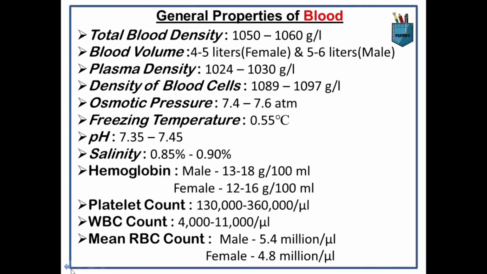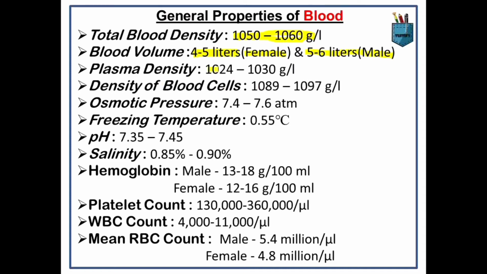Moving to the general properties of blood, we should know these properties because it helps us to check any blood reports and compare them with the normal values. So the total blood density is 1050 to 1060 gram per liter. Blood volume is 4 to 5 liters in females, which we have read in our previous slide also, and 5 to 6 liters in males. And the plasma density is 1024 to 1030 gram per liter.